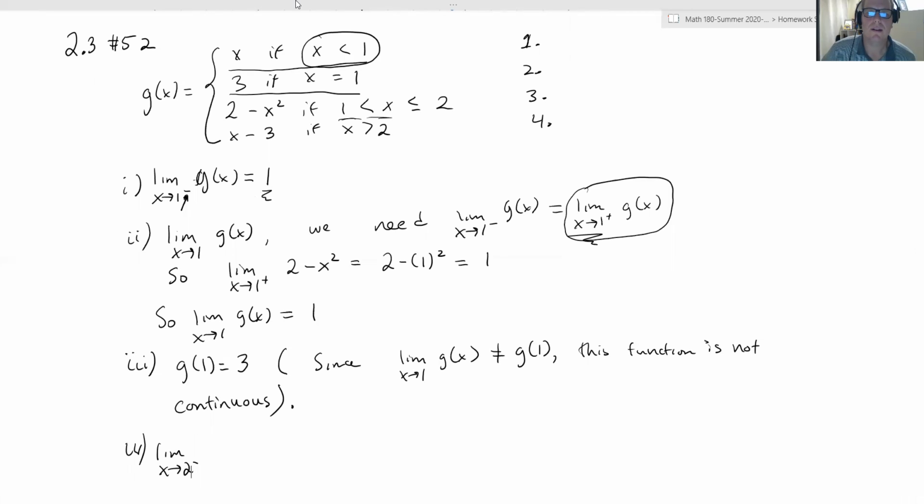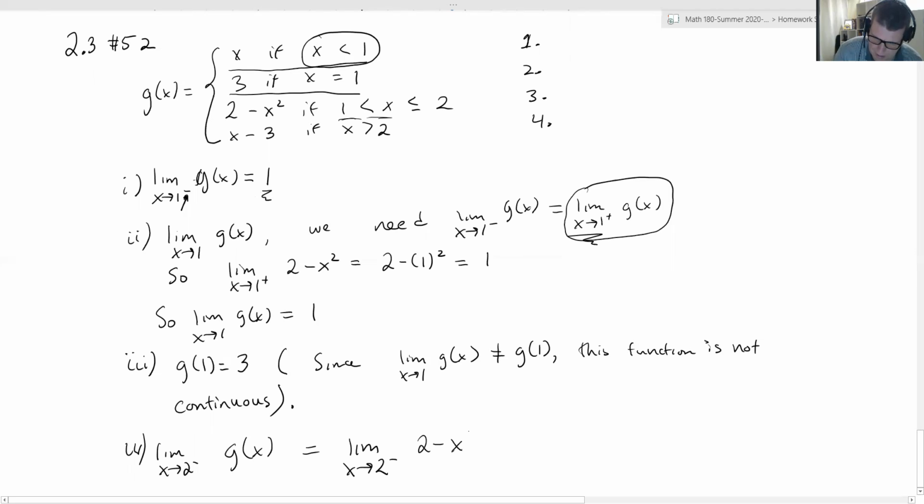Yeah, so it's going to be number 3, okay? And so what we're looking for is 2 minus x squared. Or, excuse me, g of x is going to equal the limit as x approaches 2 negative of 2 minus x squared, which equals 2 minus 2 squared, which equals negative 2. Okay?